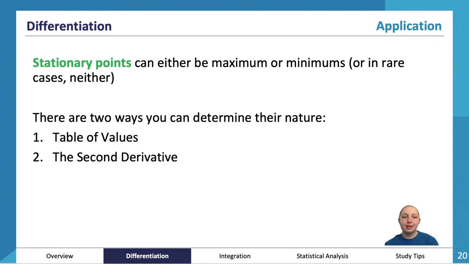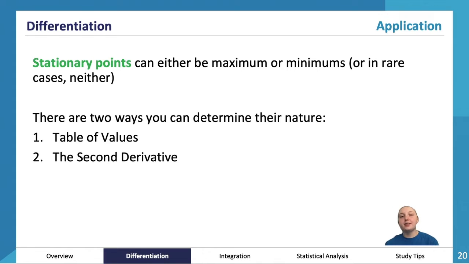And then you can also determine their nature using the second derivative. In order to do that, you want to find the value of the second derivative at your stationary point. If your second derivative is positive, your stationary point is concave up, and therefore it's a minimum. If it's negative, your point is concave down, and hence it's a maximum. So when finding your stationary points and whether they're a maximum or a minimum, and thinking about which method I want to choose to answer this question, I would usually pick the second derivative. I think it's quicker.